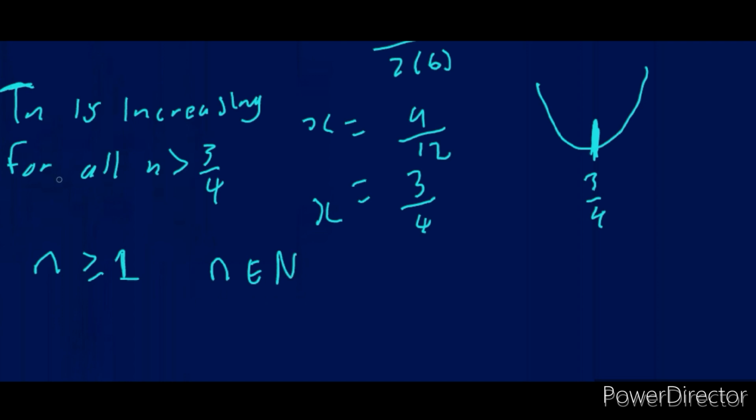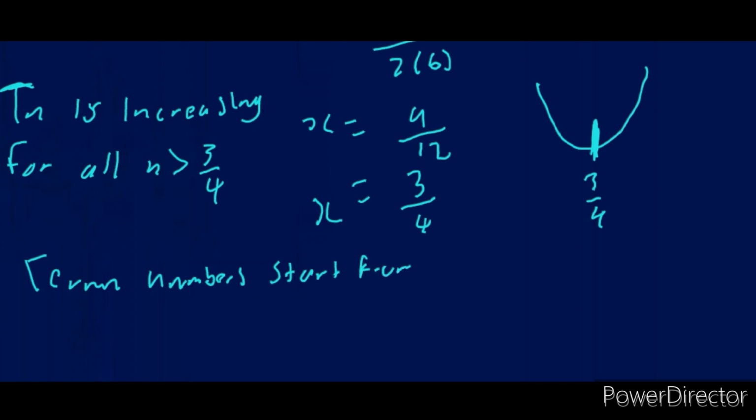First you'll tell them that it's increasing for all these values, and then you will tell them that n is greater than 1. Or if you want, you can even tell them in words. You can just say the term number starts from 1 upwards. So that's what you tell them.